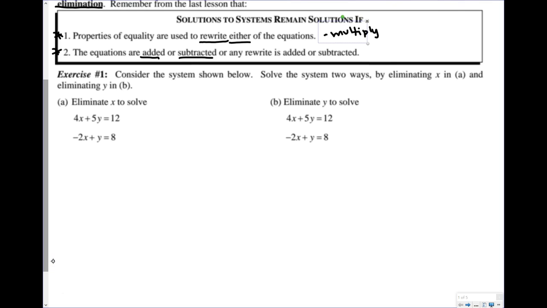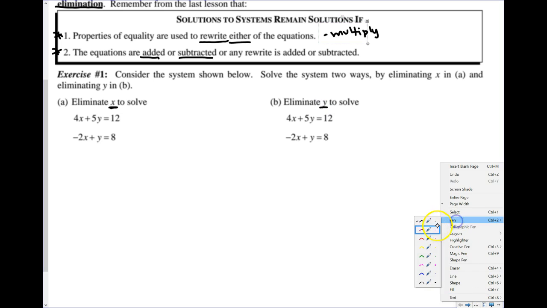Exercise 1 says, consider the system shown below. Notice that in A and B, it's the same system: 4x plus 5y equals 12, and negative 2x plus y equals 8. Part A wants you to eliminate x, and part B wants you to eliminate y. So I'm going to show you how to do this with a different color.